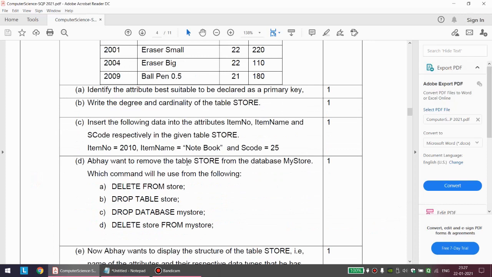Abhay wants to remove the table store from the database my store. Which command will you use? Very simple. The command to drop a table is drop table table name. So I think option number 2 will be perfect.